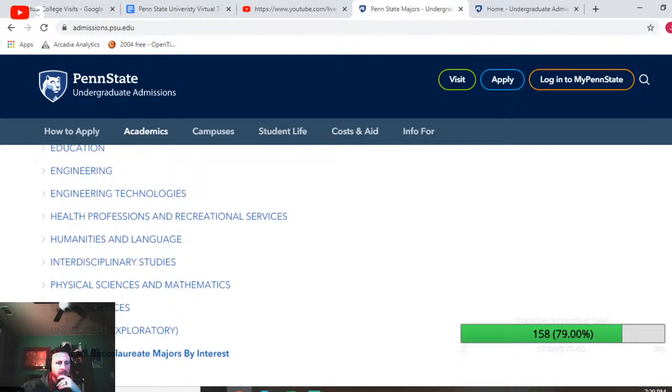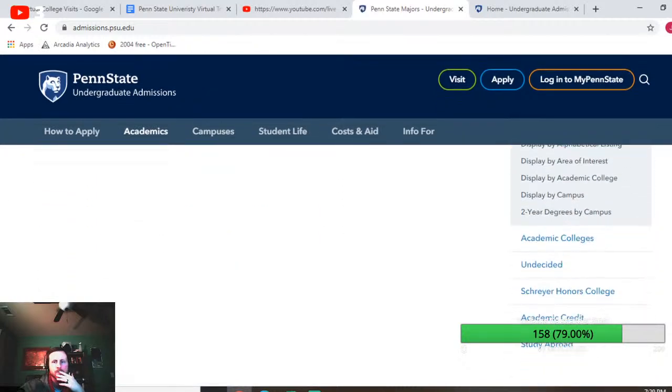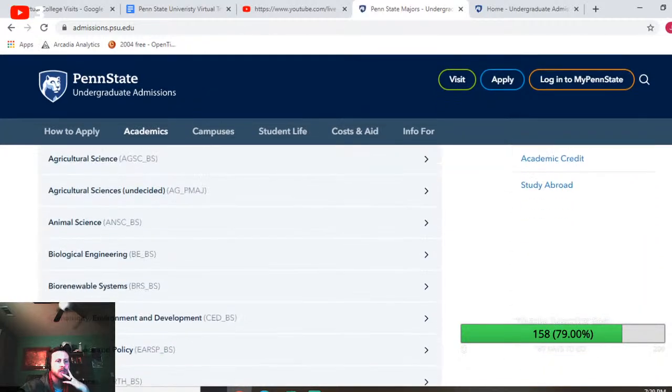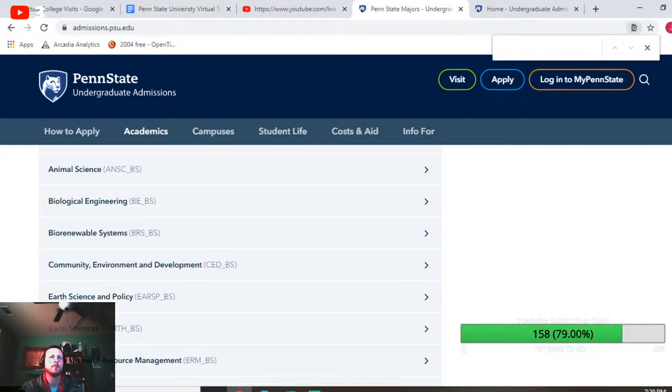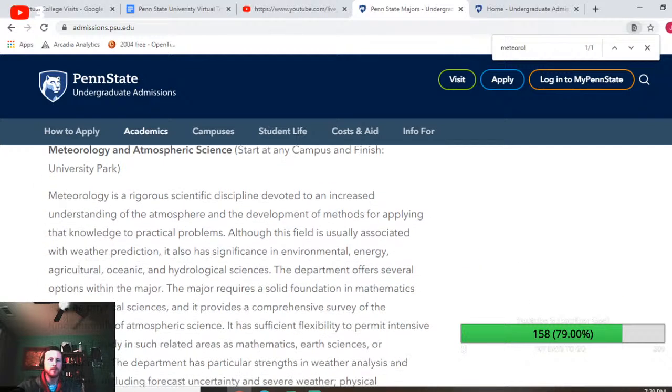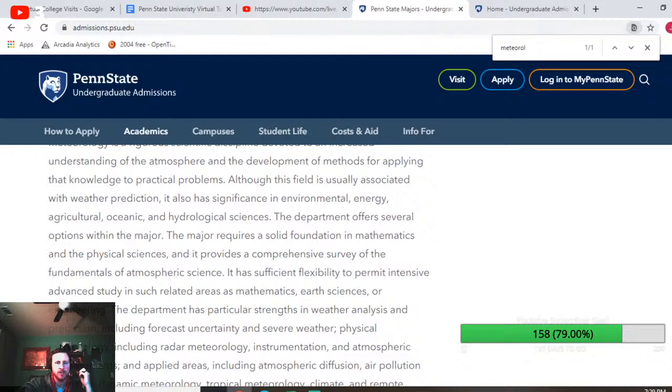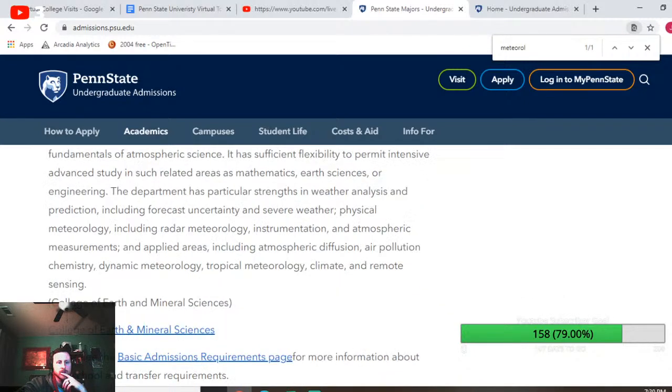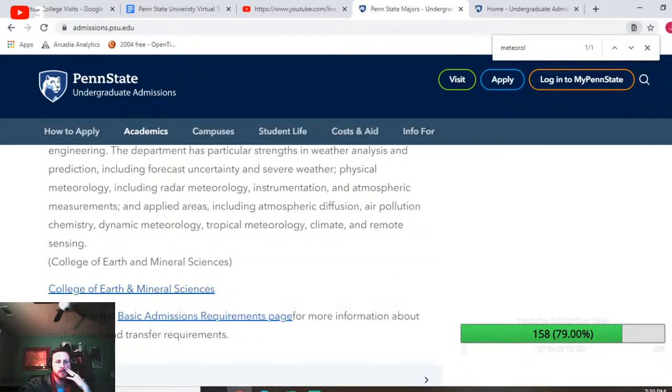Social sciences, physical science, animal science, biology. Or would it be meteorology and atmospheric sciences, something like that? So it's a discipline devoted to an increased understanding of the atmosphere, developing methods applying knowledge to practical problems. It's usually associated with weather prediction. It seems like what you're interested in. It offers several options within the major that requires a solid foundation of mathematics and physical sciences, comprehensive survey of fundamentals, College of Earth and Mineral Sciences.